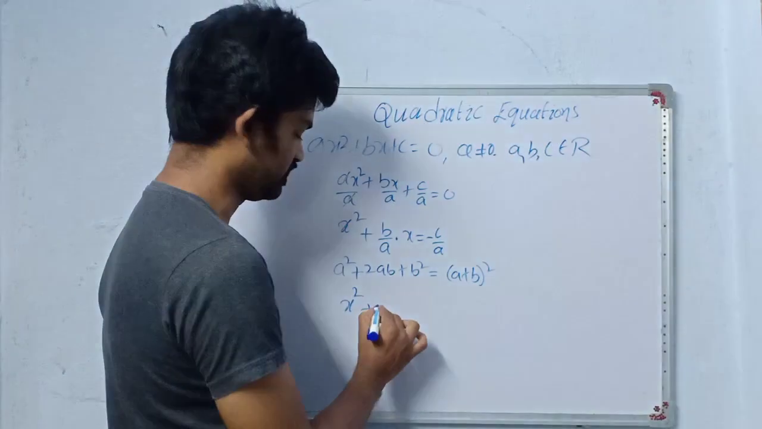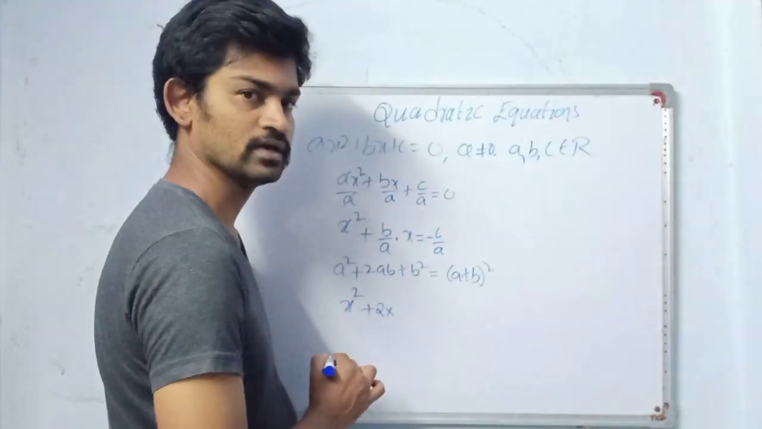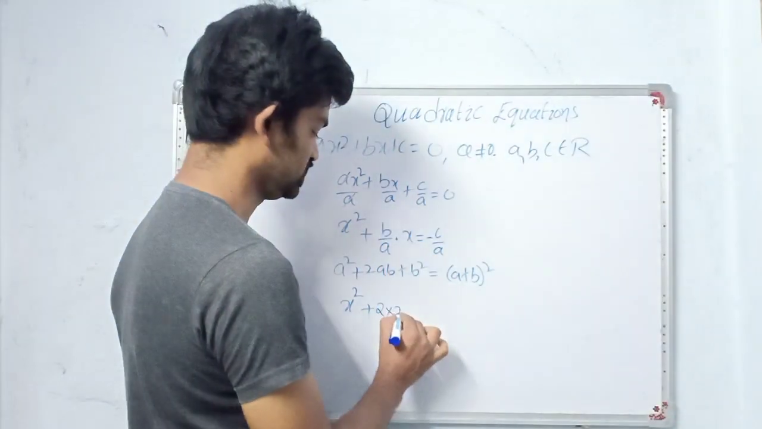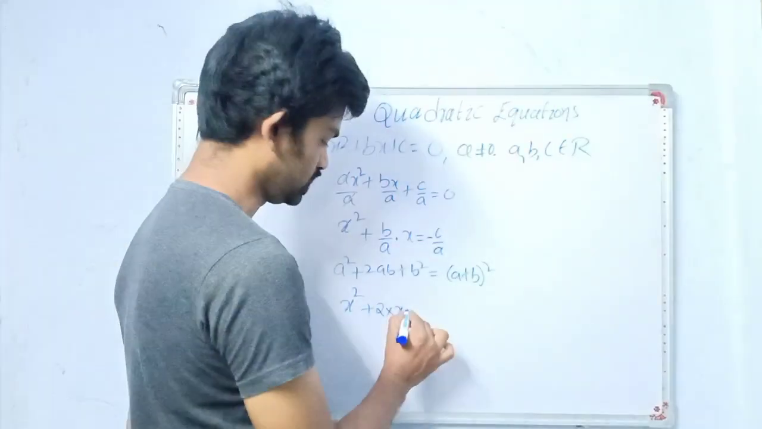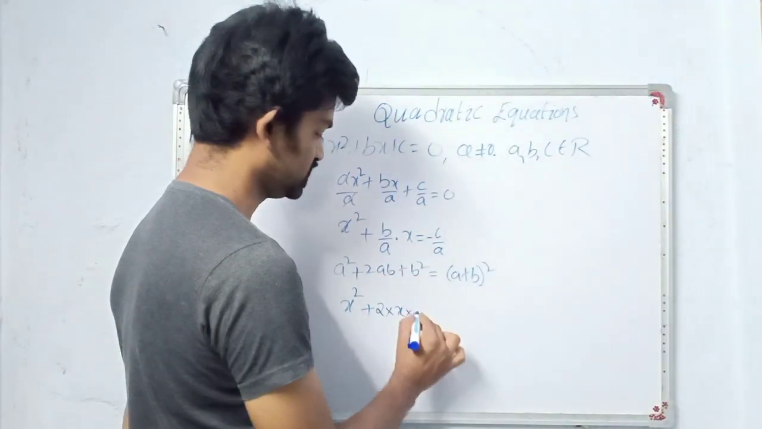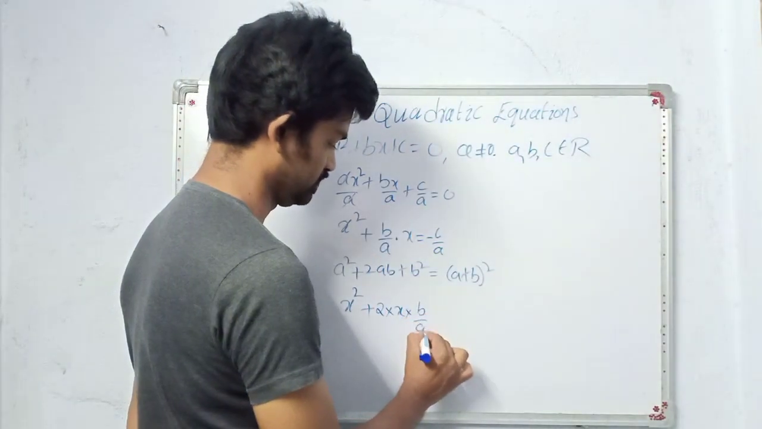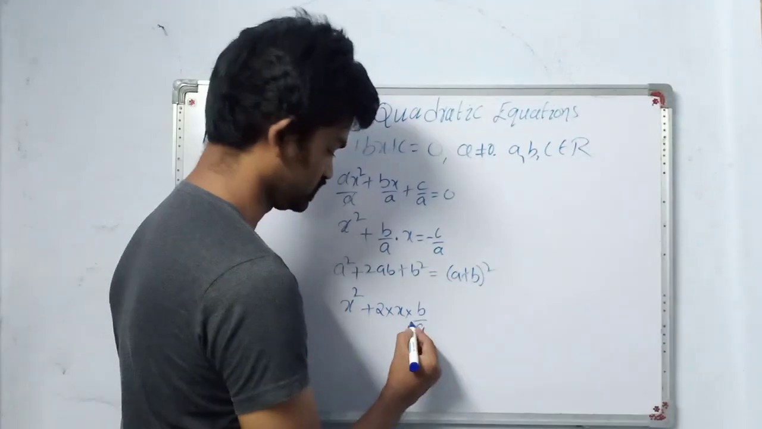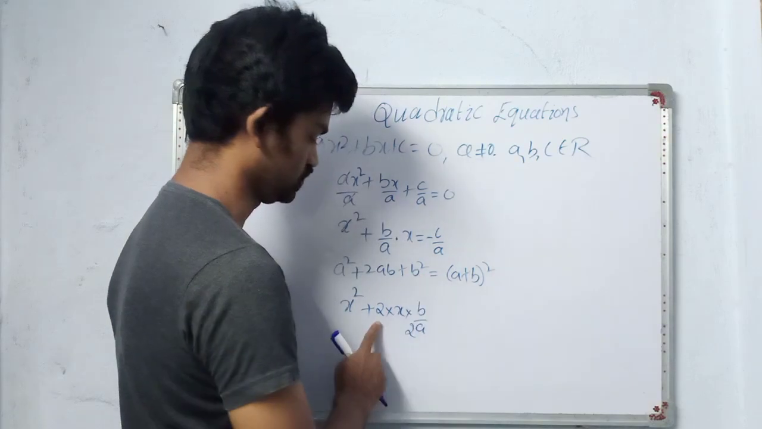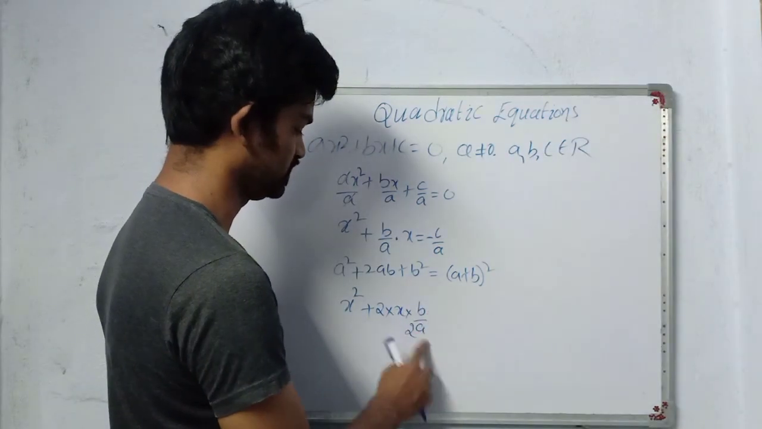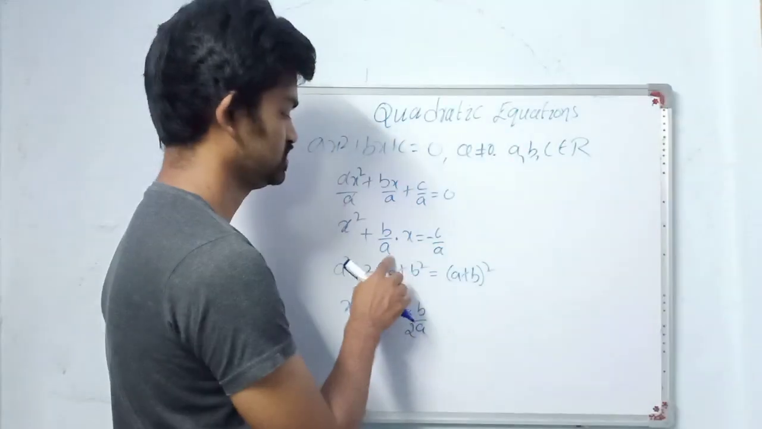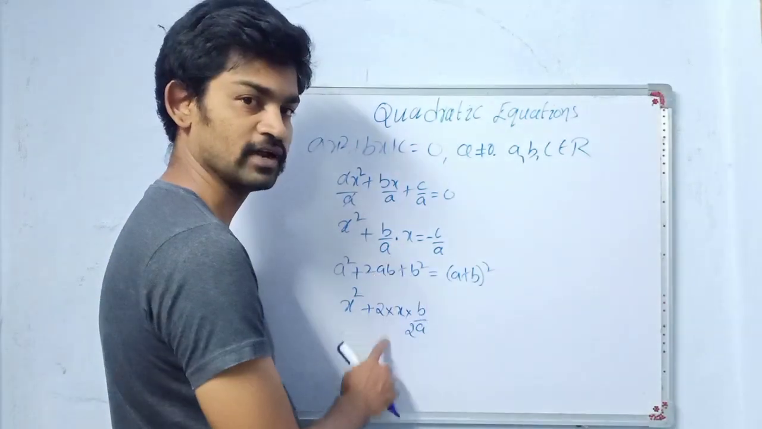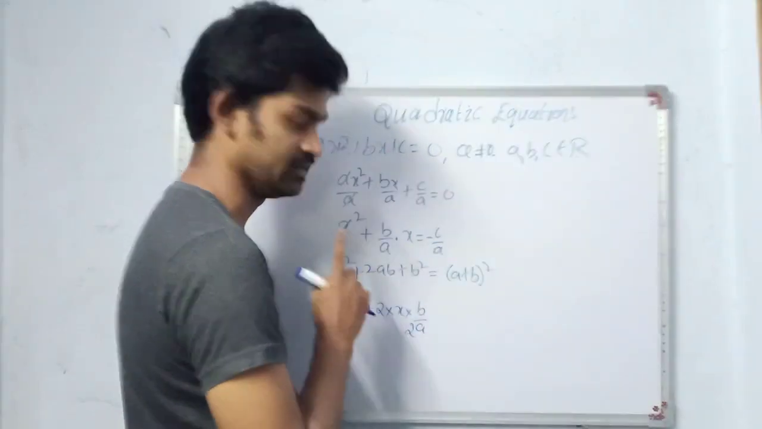So 2ab, I will write 2 first, into a is there already, that is x, into what term is there here, that you write here by a. So when you multiply it with 2, you have to divide with 2 also. So I will write here, 2 gets cancelled. What remains is b by a into x. So this value doesn't change. I multiplied and divided with 2.